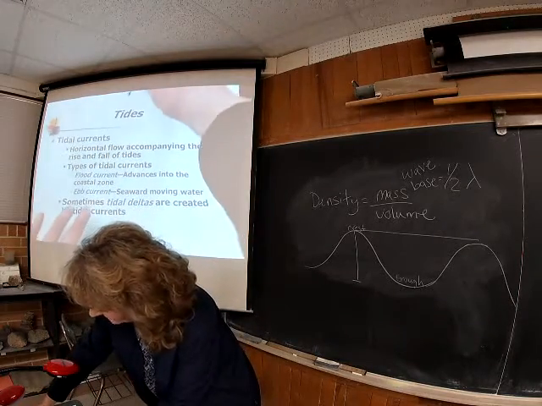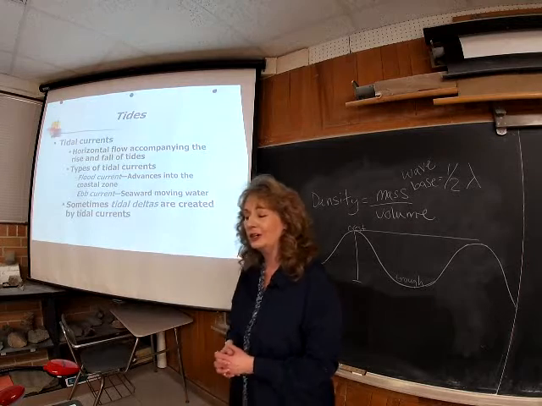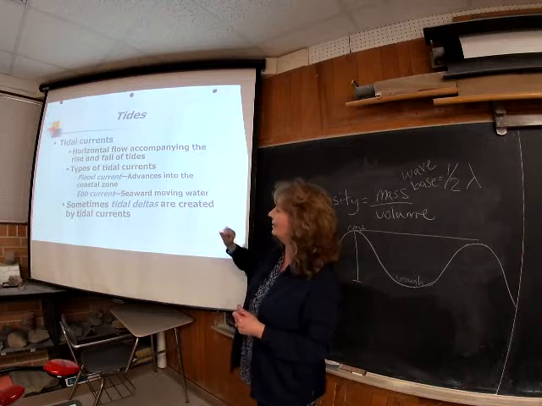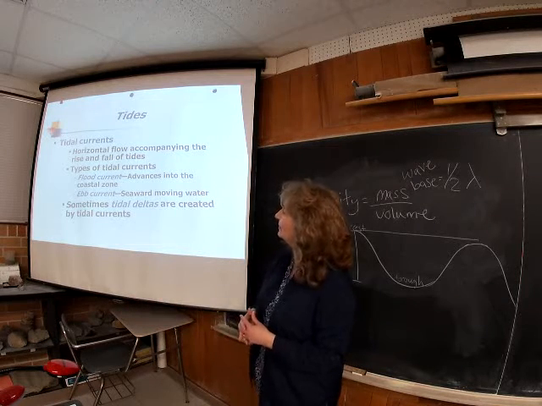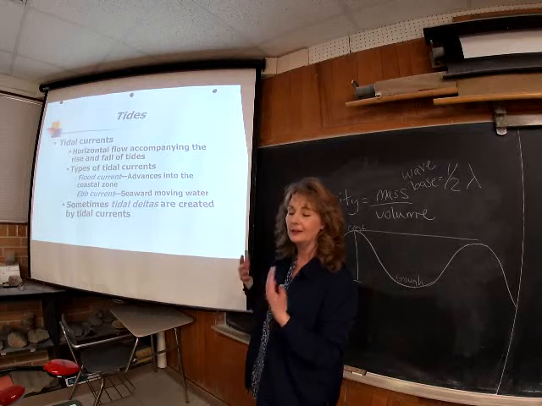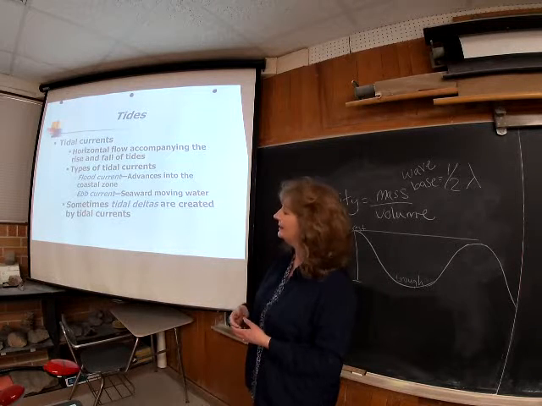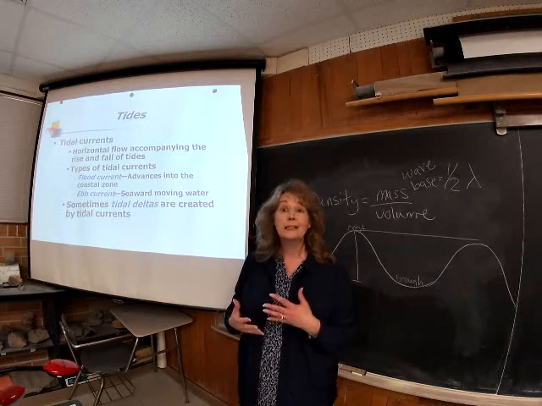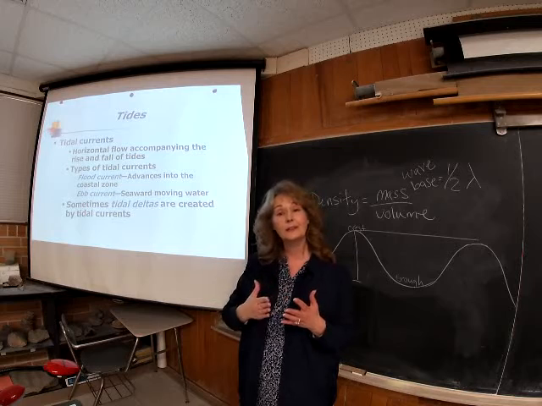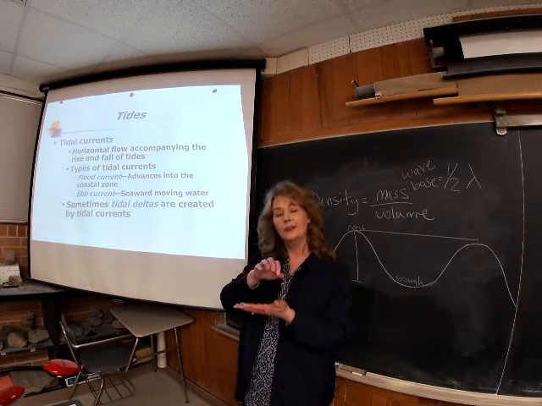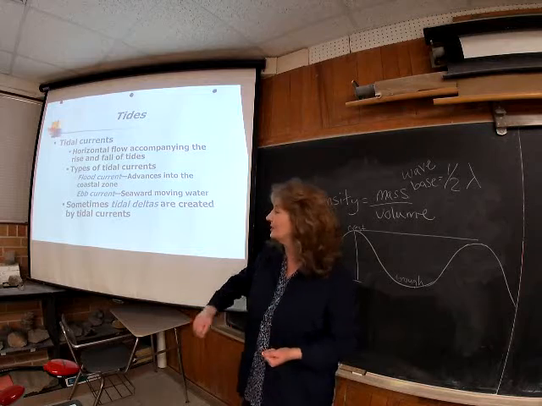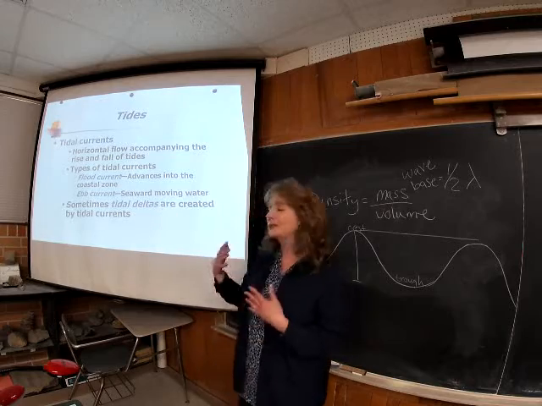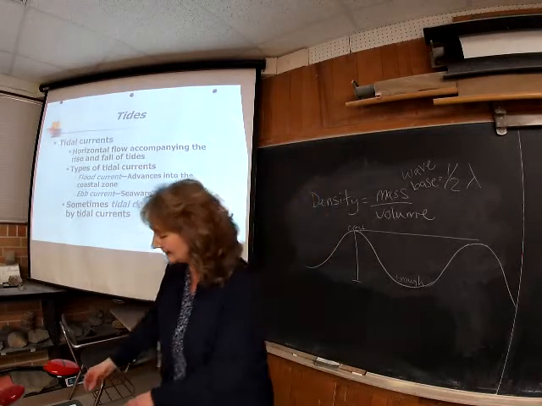So yeah, you're getting the rise and the fall of tides, these tidal currents. The flood currents are the ones where it's advancing towards the coast zone. Ebb is the seaward moving of water going back out, so the flood and the ebb. And you can get these tidal deltas that get created by tidal currents. So as the tide's coming in and the tide's going out, it can create these little fans of deposition called a delta. You remember our deltas from our streams, right? But these are created by the tides, the tidal deltas.